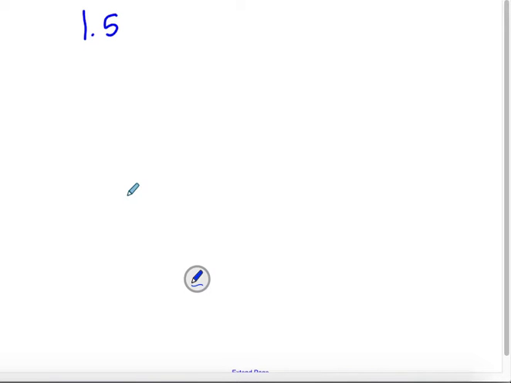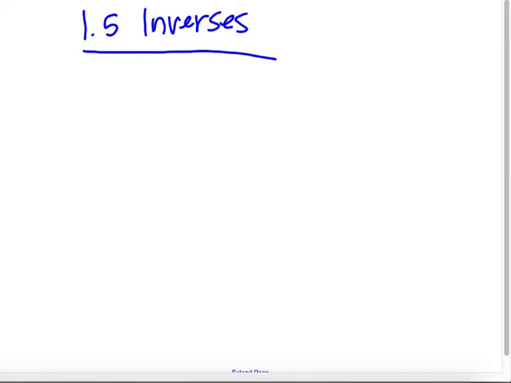Okay, section 1.5 is about inverses. And there are a couple different ways to find inverses. So let's define it. Inverse functions and relations is what it really is.